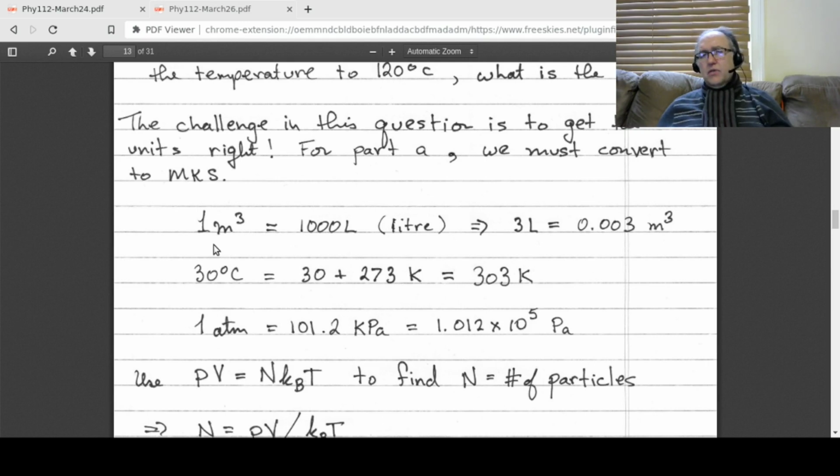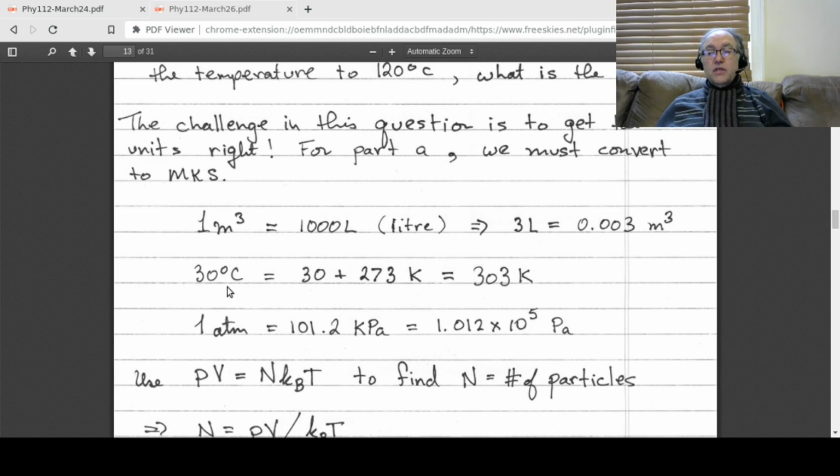In chemistry, you tend to use liters a lot, so it is worth knowing this for your connection to other courses, or even in biology. 1 cubic meter is basically 1,000 liters. So what does that mean? That means that 3 liters is 0.003 cubic meters. In other words, if you want to convert from liters to cubic meters, just divide by 1,000. And that's what this conversion is saying right here.